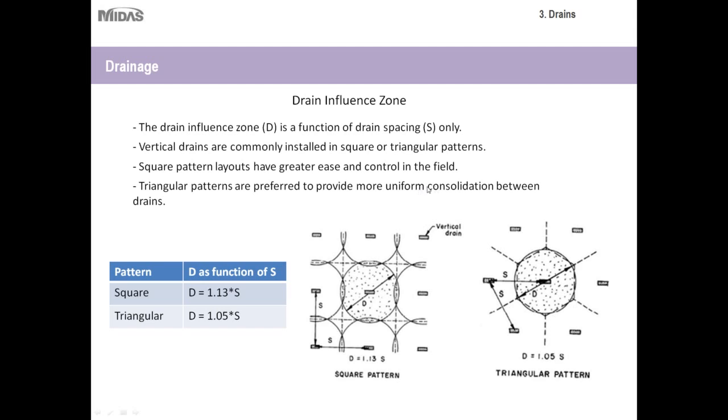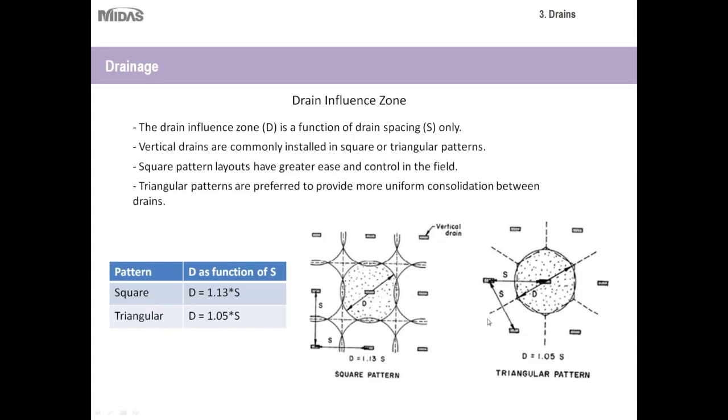Once again, it takes a little bit more effort to do triangular patterns, but if this is something that you really need to ensure, if you really want to make sure that you have uniform consolidation, then you would use a triangular pattern. And then as far as the drain influence zones are concerned, these are typically the functions that you would use to calculate that. If you have your square pattern, you'd use this function, whereas if you have a triangular pattern, you'd use this function over here.